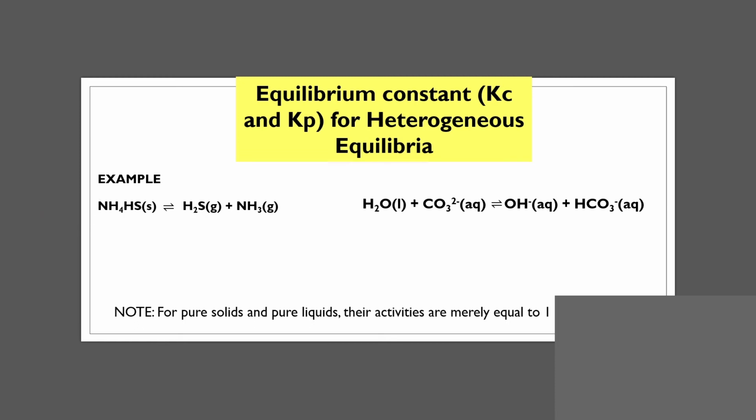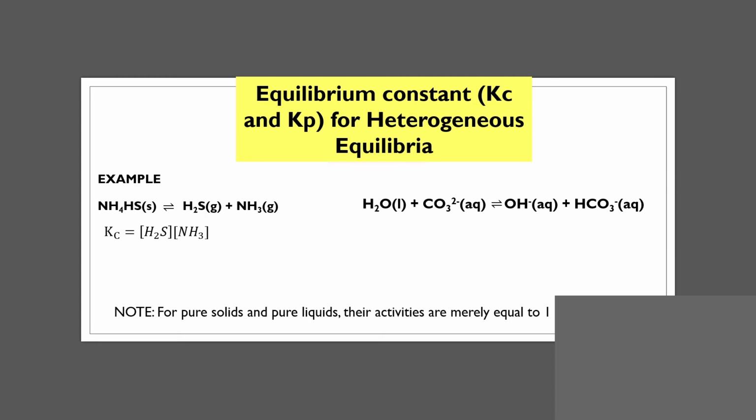So basically, it's the concentration of the product hydrogen sulfide multiplied with the concentration of ammonia gas, divided by the ammonium hydrogen sulfide. Here it is a solid, so the activity is 1, so basically it's divided by 1.